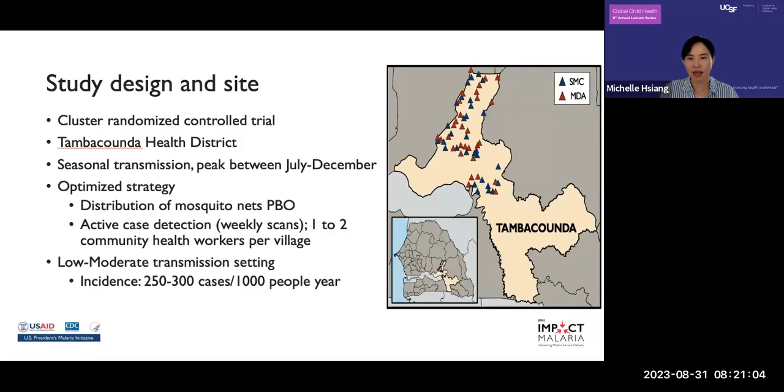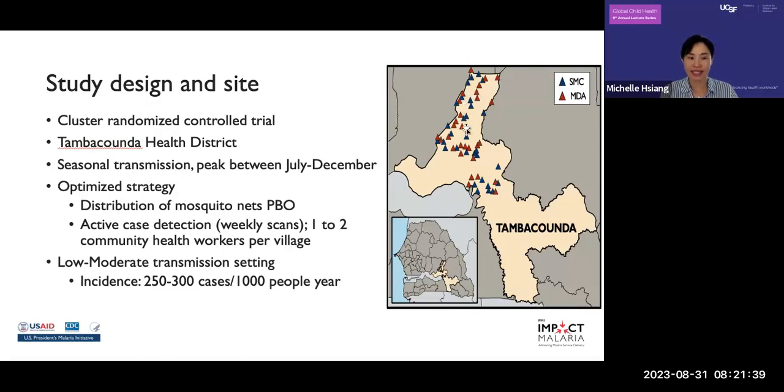This is the study site. The design was a cluster randomized controlled trial, where you don't randomize individuals, you randomize a cluster or a village, because you're looking to measure community-level impact. There's seasonal transmission here. Most of it happens in the second half of the year. They have an optimized malaria strategy where they're distributing good bed nets, and they're doing weekly sweeps with the community health workers. And the transmission, as I mentioned, is low to moderate.